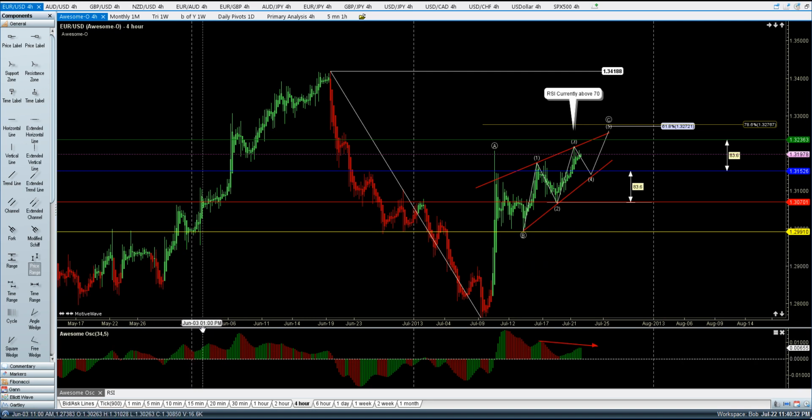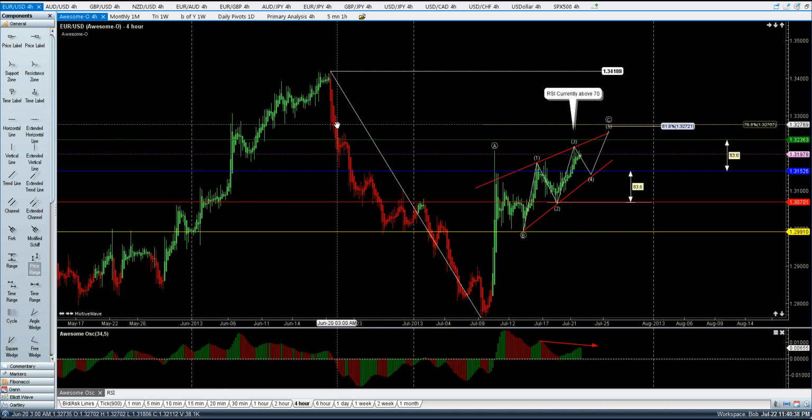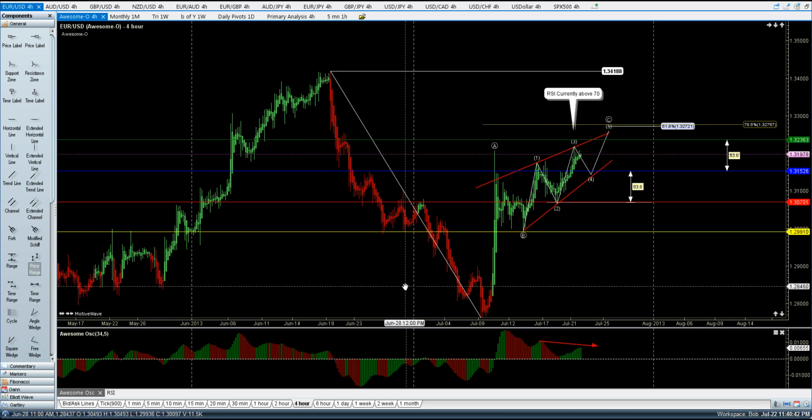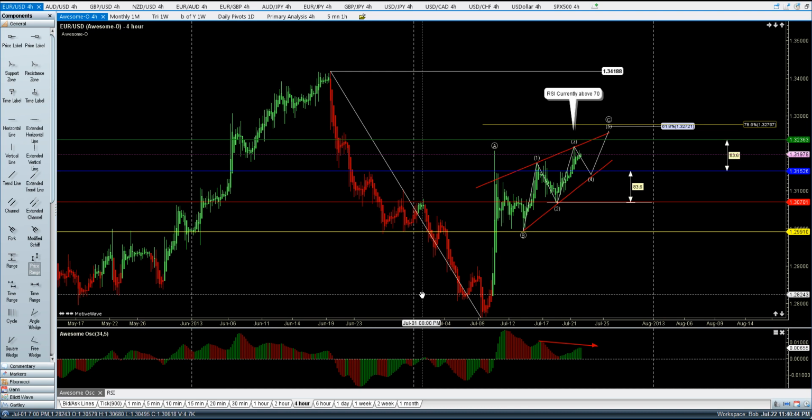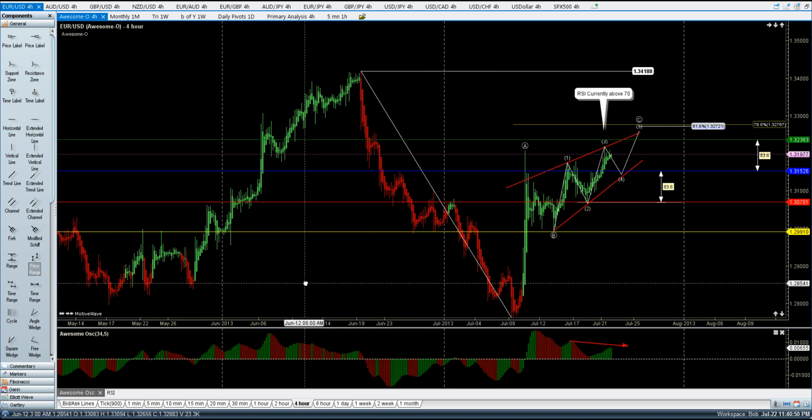Another saucer here, same situation. Got a zero line cross, RSI is below 50. Perfect short. We have some false signals in here, but you get the picture.